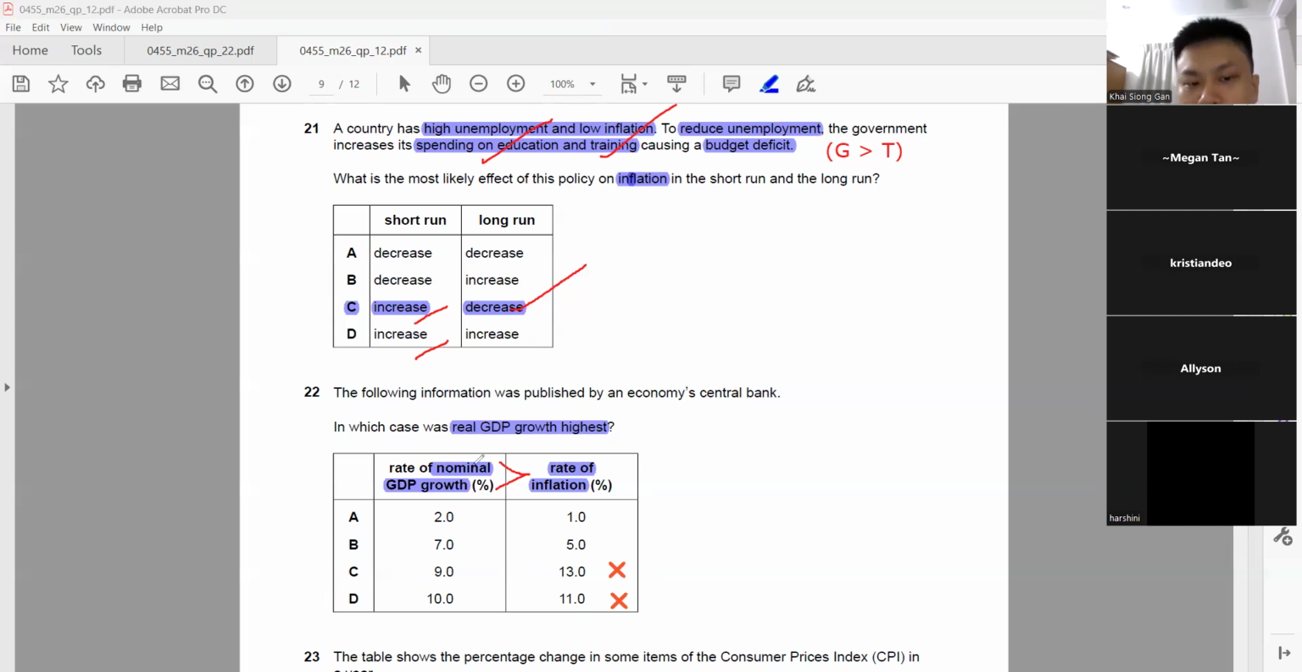You look at the difference between nominal GDP growth and the rate of inflation. For A here, 2 minus 1 equals only 1%. But for B here, 7 minus 5, you get an extra 2%. So therefore the answer here is B. You only look at the largest difference between the nominal GDP growth rate and the inflation rate. B is the answer.